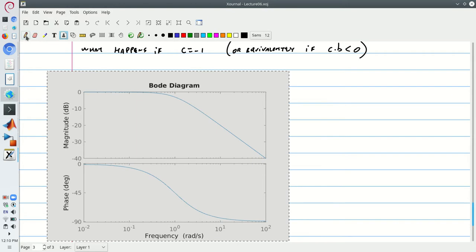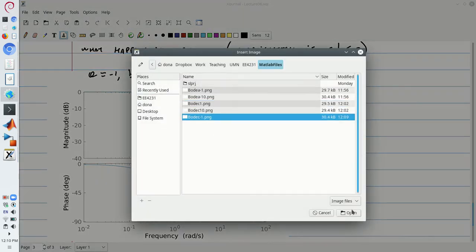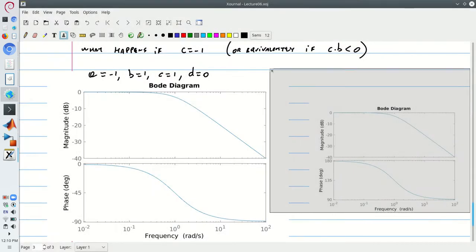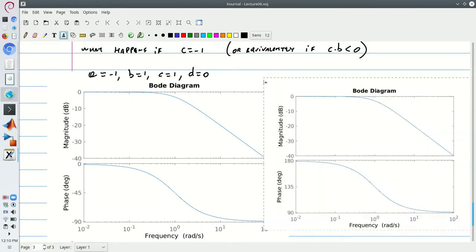We still consider our case when C is equal to 1. So this is, just to remind you, the standard case: A equal to minus 1, B equal to 1, C equal to 1, and D equal to 0. And now I'm going to report the other case that we have just computed, where A is stable, B is equal to 1, and C is equal to minus 1, and D equal to 0.